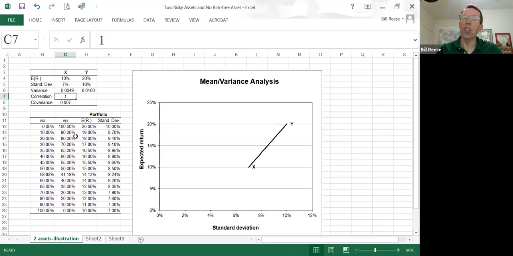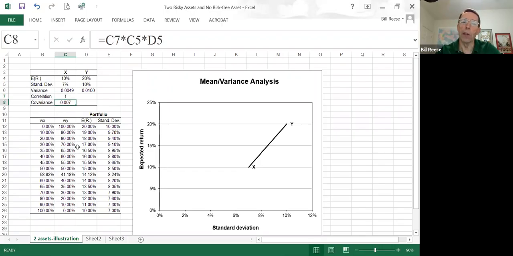The correlation between X and Y, we know can be as high as 1, as low as -1. We're going to be changing this around, okay? But at a correlation of 1, they're perfectly positively correlated. They move exactly perfectly up and down together. Now, you'll never find two naturally occurring assets that do this, but we're going to start out with X and Y being perfectly positively correlated.